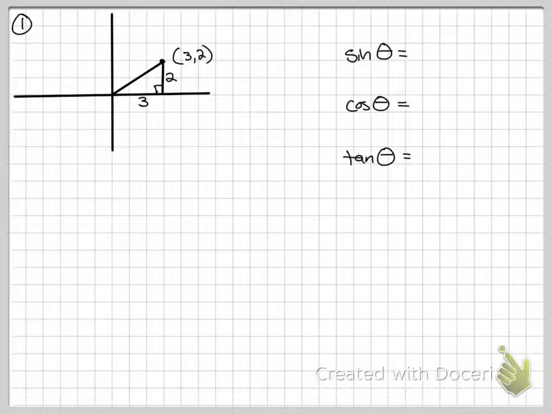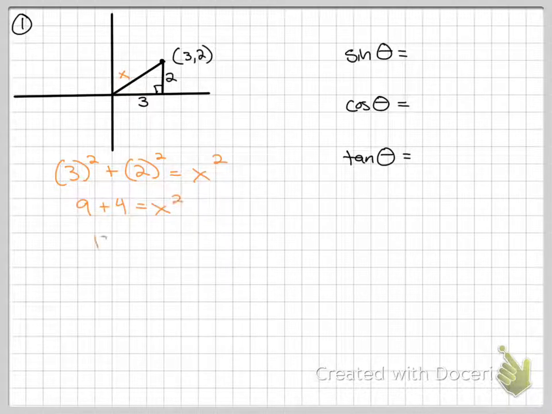So the first thing we're going to do is use Pythagorean theorem to solve for this missing side x. It doesn't matter which one goes first. Leg squared plus the other leg squared has to equal hypotenuse squared. 9 plus 4 is 13. Square root both sides. We won't have a calculator, so we will leave it as the square root of 13. This side is root 13.